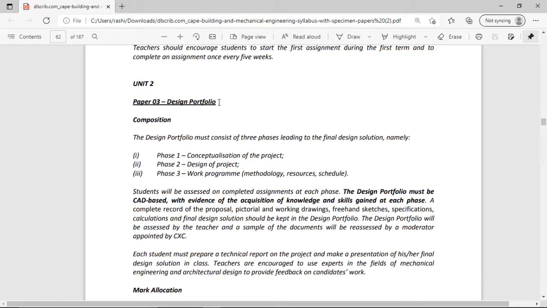So the portfolio will show the work that you would have done over time, and that's what they want to see in the IA. They want to see your thought process, how you went about solving problems, how you went about selecting materials, the different calculations that you did to come up with your building materials or your building design, and all of that. So they want all that information. Now it says each student must prepare a technical report, which is one of the most important parts, if not the most important part of the project.